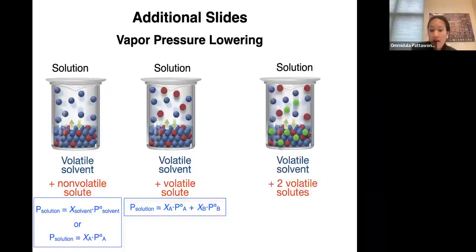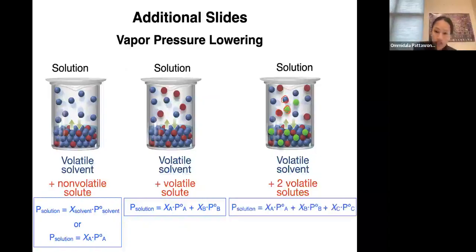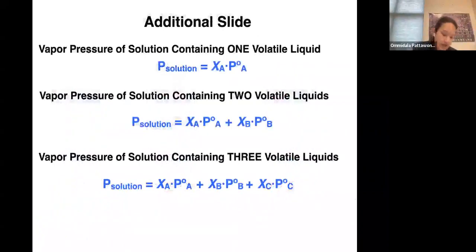Now, what happens if you have more than one volatile solute? In this case, both solutes along with the solvent all contribute to the total pressure of the solution. So the total pressure is going to come from the addition of all of those partial pressures, for all of the components. So here's the summary of the equation that you will be given on the exam.